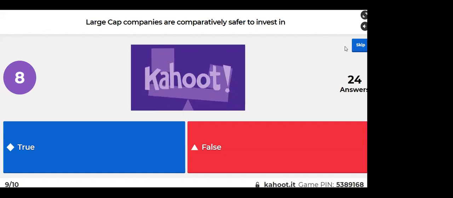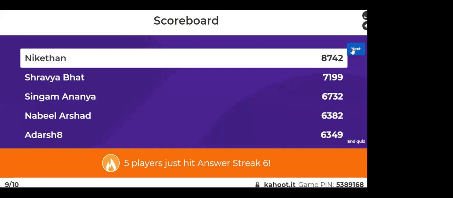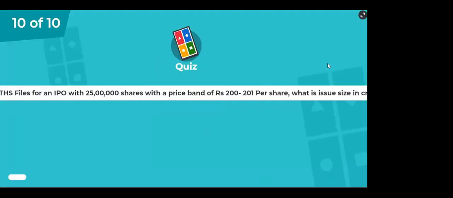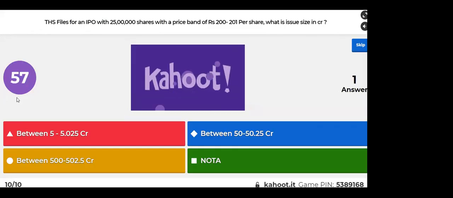Large cap companies are comparatively safer to invest in. Yes, true. We discussed that large cap companies are comparatively safer to invest in. Okay, last question, guys. The HomeSkool files for an IPO with 25 lakh shares with a price band of 200 to 201 per share. What is the issue size in crores? This is like a game-changing question.